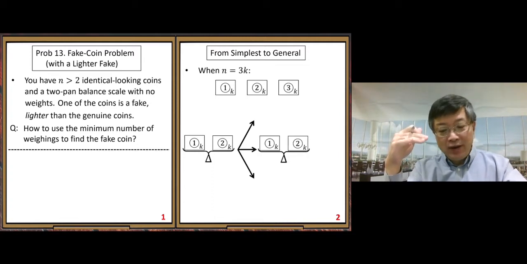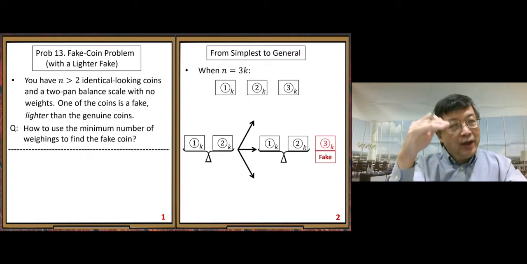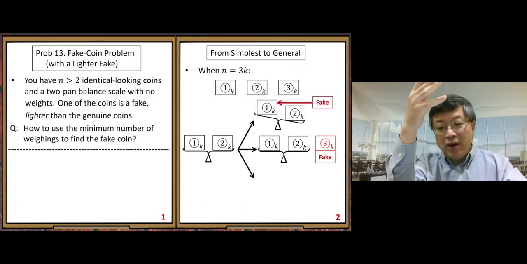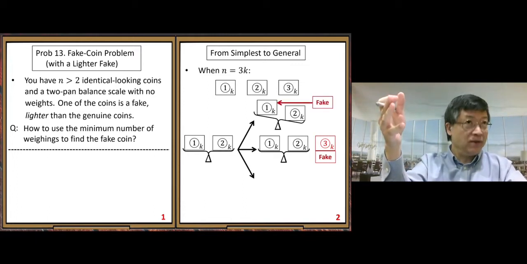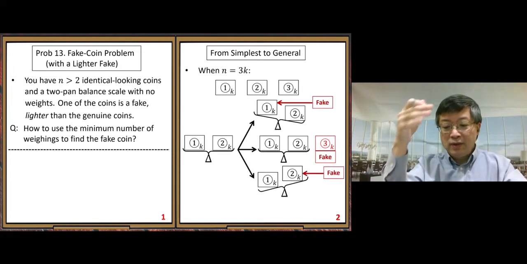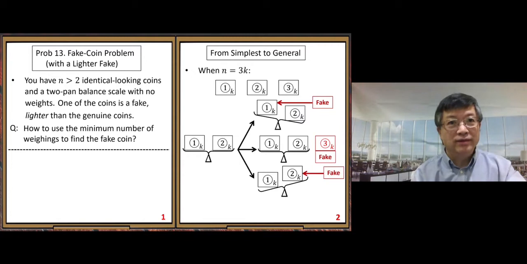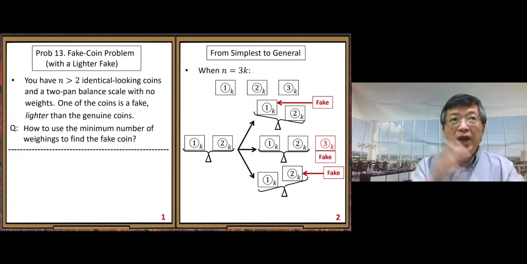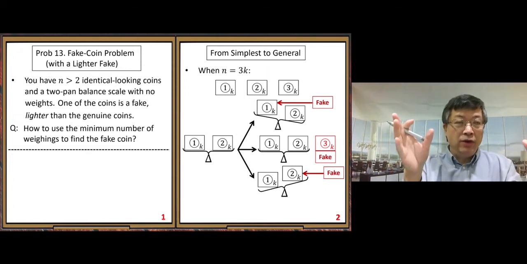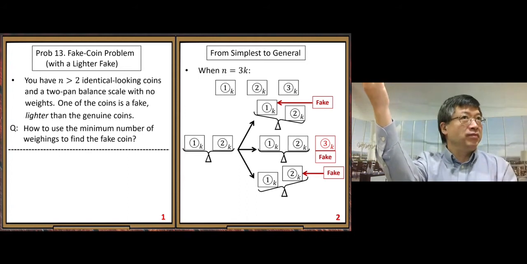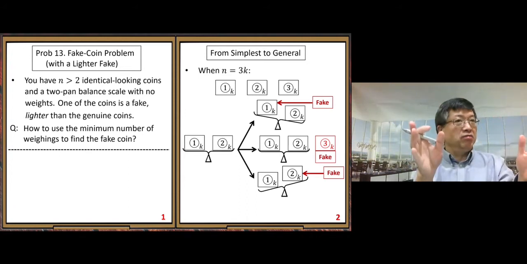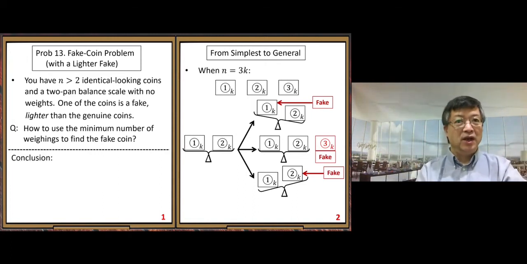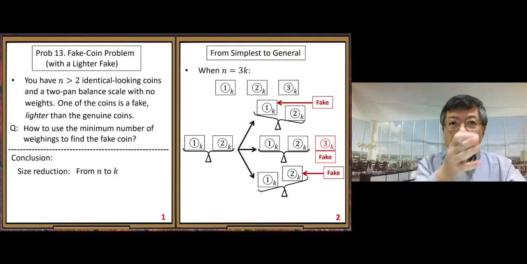The middle one, pile 3 contains the fake. Upper one, pile 1 contains the fake coin. Lower one, pile 2 contains the fake coin. After one weighing, we reduce the number of total coins from 3K to K. Problem size reduction. Here, we use that way. So the conclusion, size reduction from N to K.